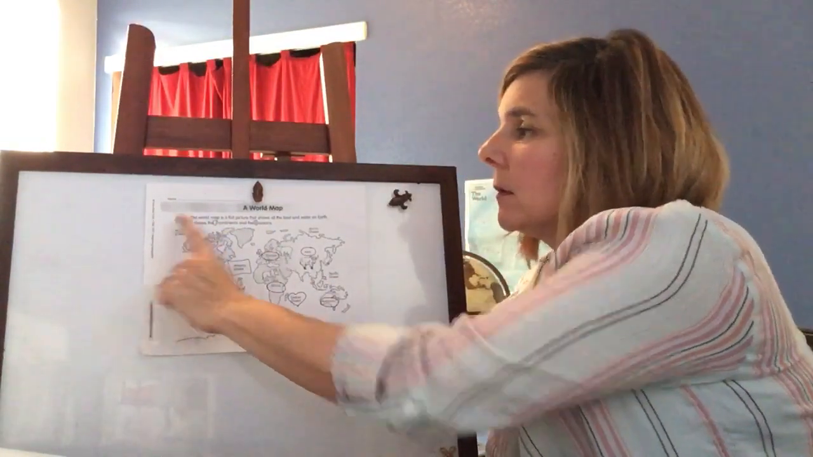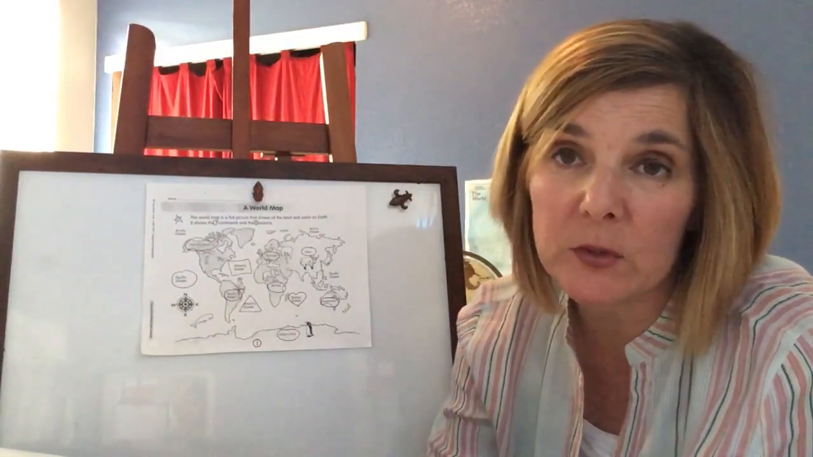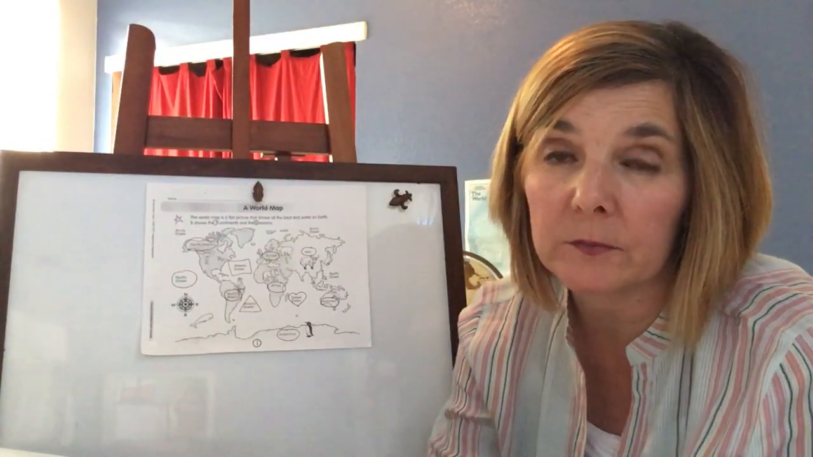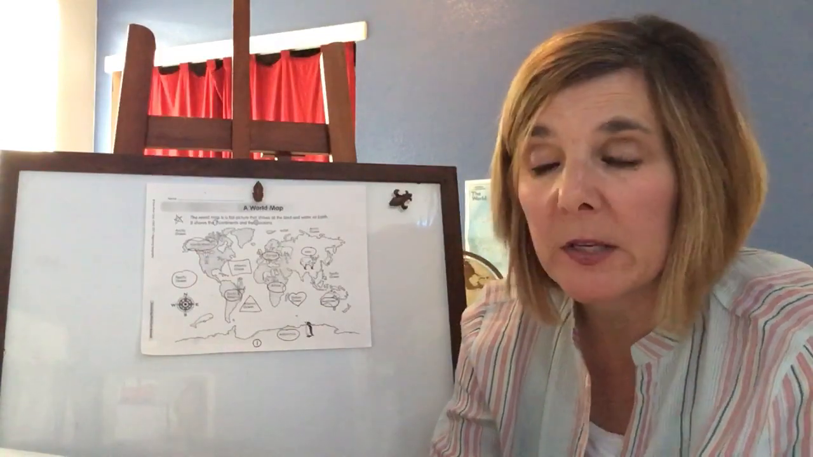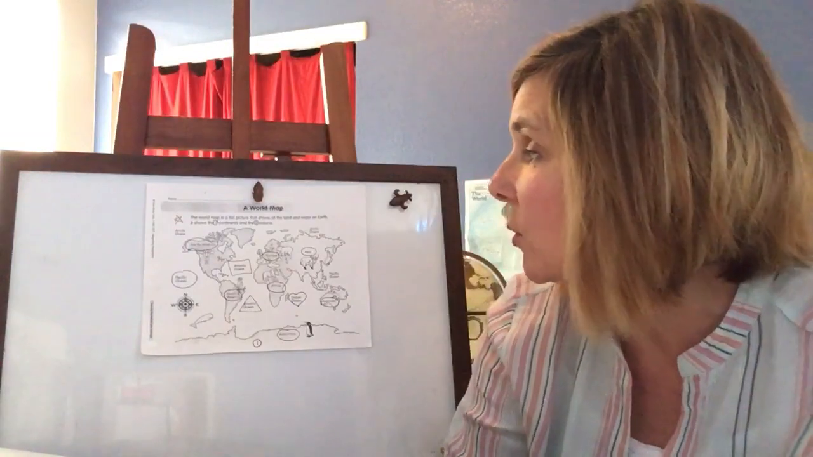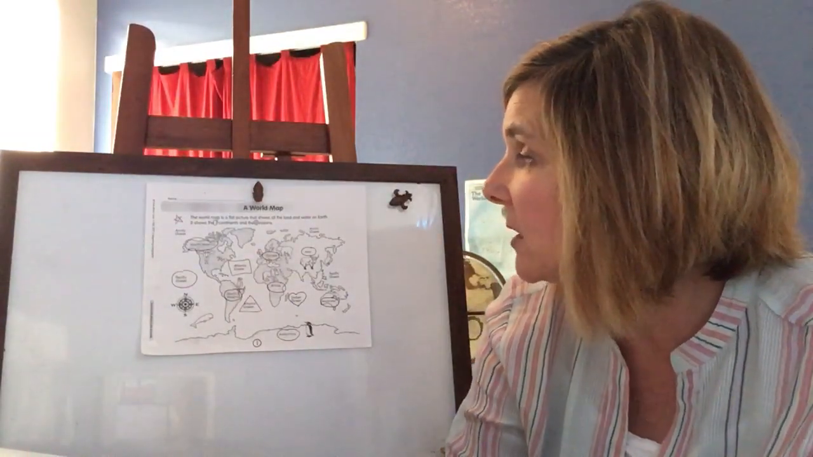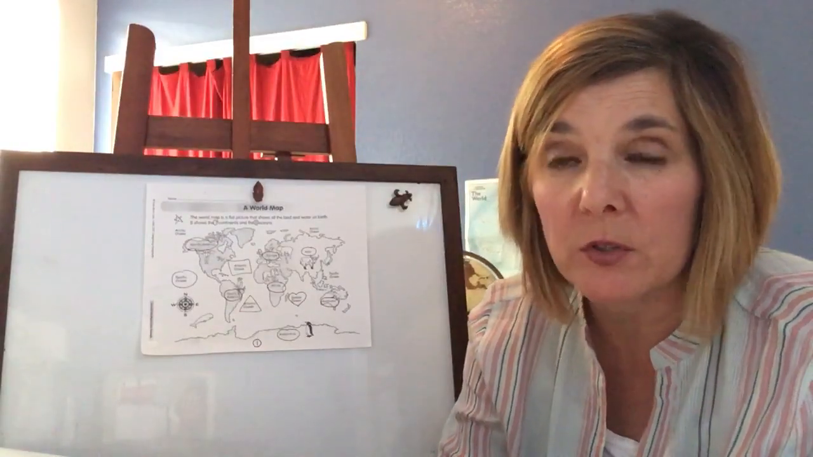Let's start with the star. See where the star is? Can you read what the star says? I'll give you a second. There's 2 sentences. Now let me read it to you. The world map is a flat picture that shows all the land and water on the earth. It shows 7 continents and 4 oceans.